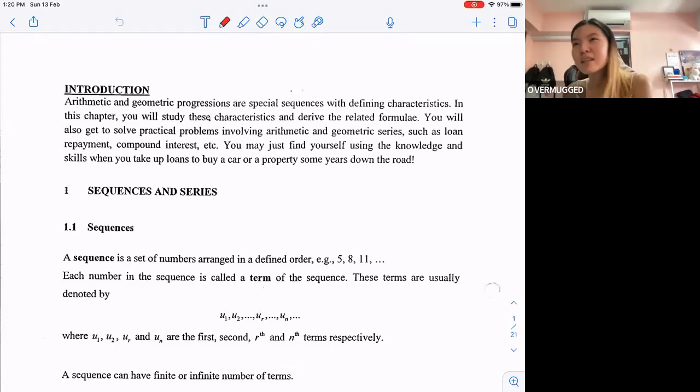I think most of you, if I tell you sequence, as a word you will understand, series as a word you will also understand. I think the tricky part is how do you apply it in math. Because arithmetic and geometric progressions are actually a special kind of sequence and series. Later on you'll see. Okay, so let's start with the basics.